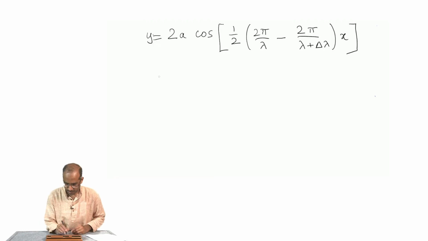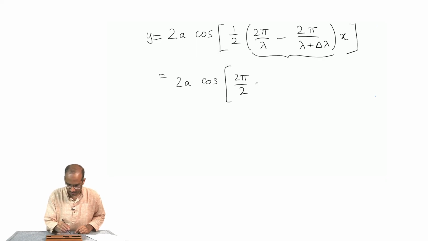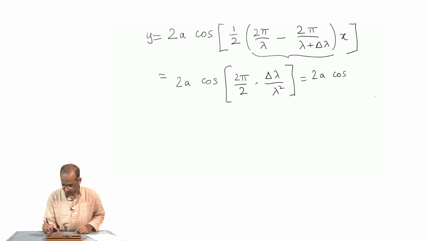Okay, I will now substitute this expression for this quantity that I have just derived. So, it is going to be 2a into cosine of 2 pi by 2 multiplied by delta lambda divided by lambda square, and that would be 2a into cos of, 2 and 2 would cancel, so I am going to have pi into delta lambda divided by lambda square.